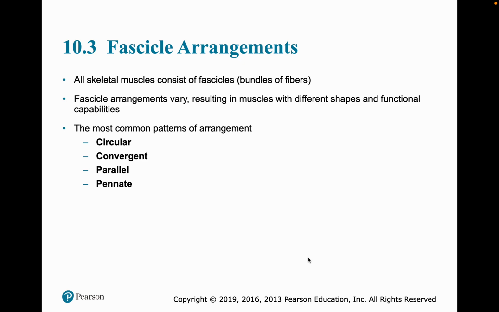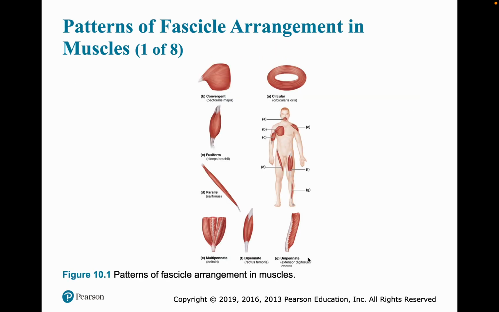All right, so now we'll talk about fascicle arrangements. All the skeletal muscles consist of bundles of fibers we call fascicles. We talked about that before. We had a similar structure in nerves. Those fascicle arrangements will vary, resulting in muscles with different shapes and different functional capabilities. The common ones are going to be circular, convergent, parallel, pennate. And we have examples of each of those.